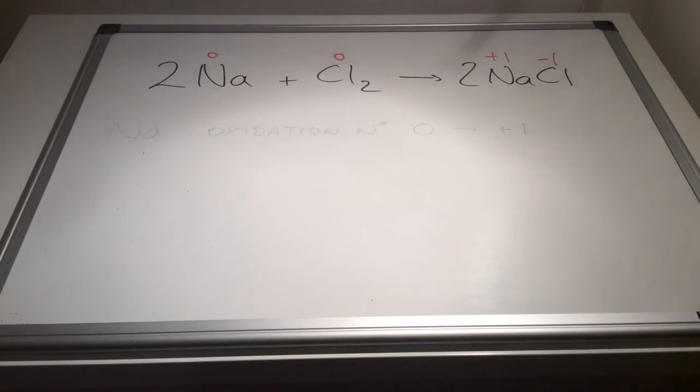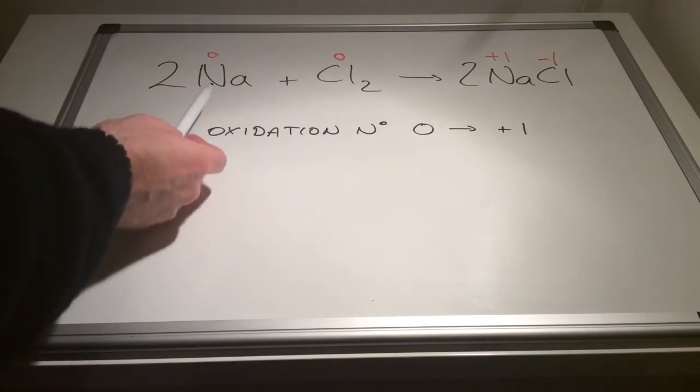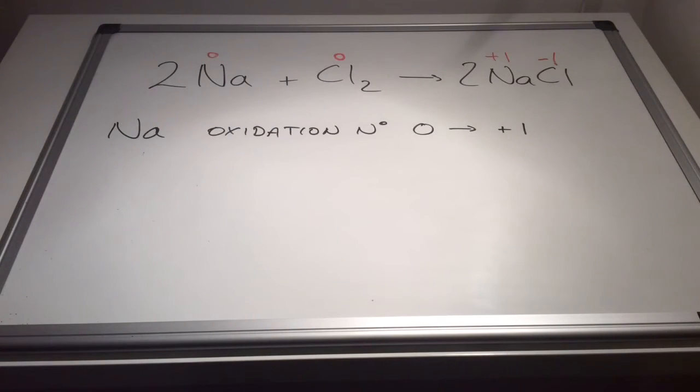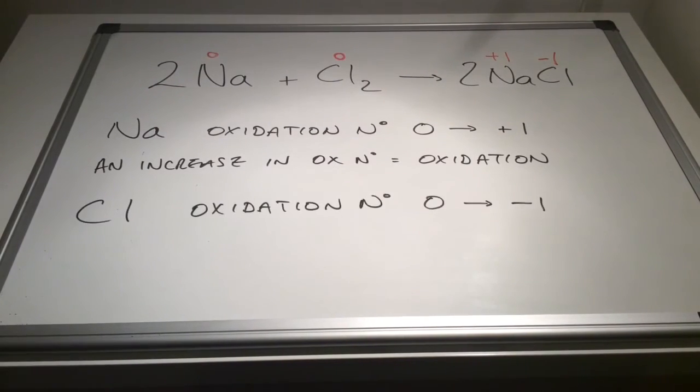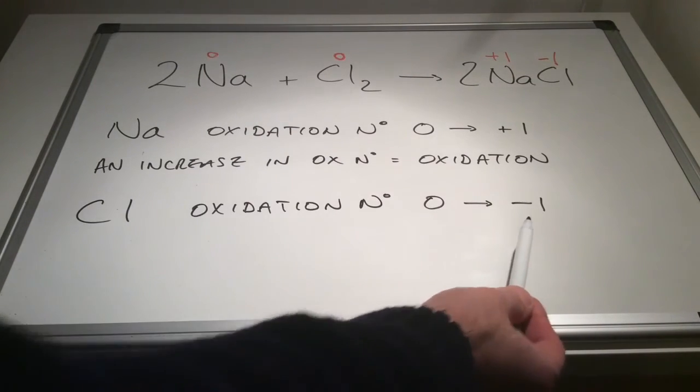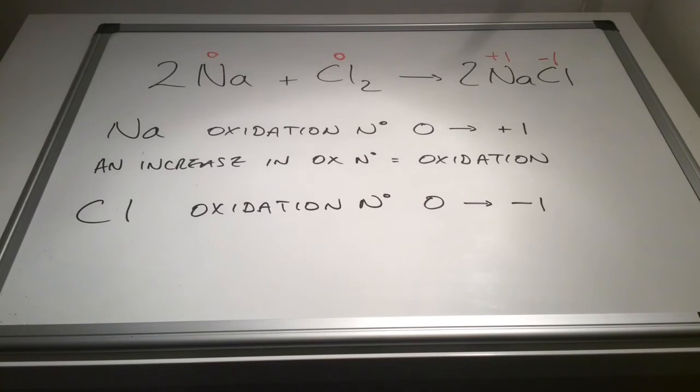So if we look at sodium first, its oxidation number has gone from 0 to +1. So I've written that there. And so this is an increase in oxidation number. And when you're using oxidation numbers to determine whether it's oxidation or reduction, an increase in oxidation number is oxidation. If we look at chlorine now, its oxidation number has gone from 0 to -1, so that's a decrease in oxidation number, and that is defined as reduction.